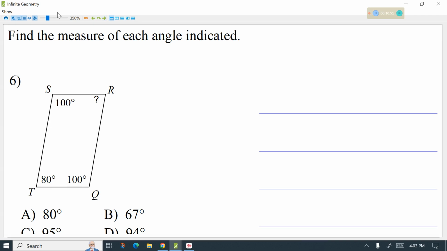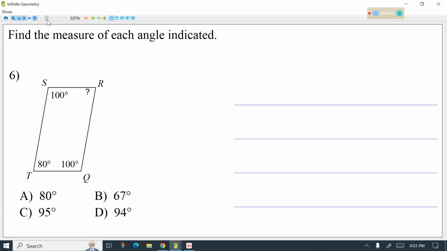So now we'll look at number 6. Okay, take a choice. What do you think the answer is? Okay, we wanted to make this one pretty obvious. I'm trying to beat you guys over the head here with this idea that 100 plus 80 makes 180. There's only two possibilities in a parallelogram. Either these two angles are equal or they add up to 180. We don't really have anything else that could happen here. So this one has to be 80 because it's opposite from the other angle that's 80.